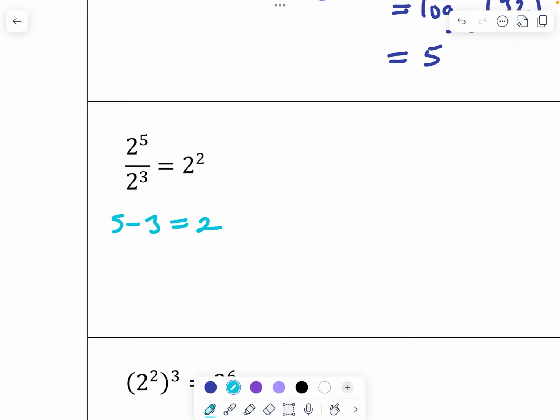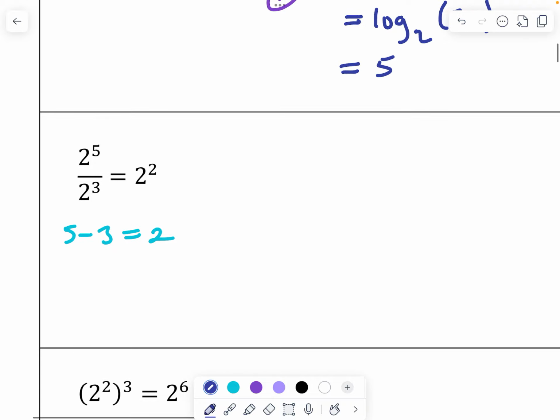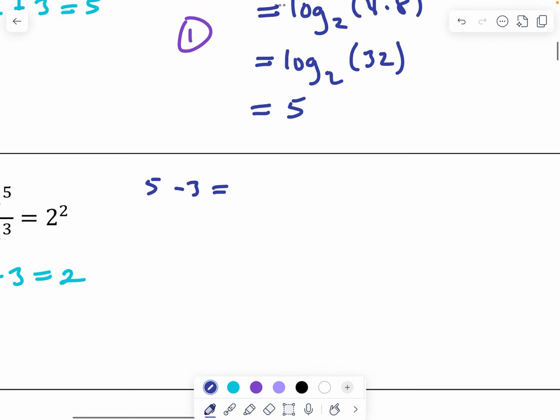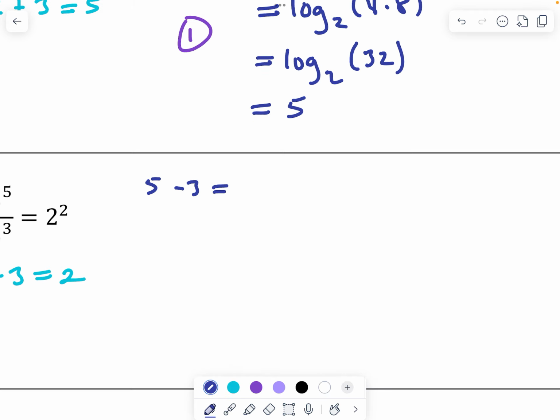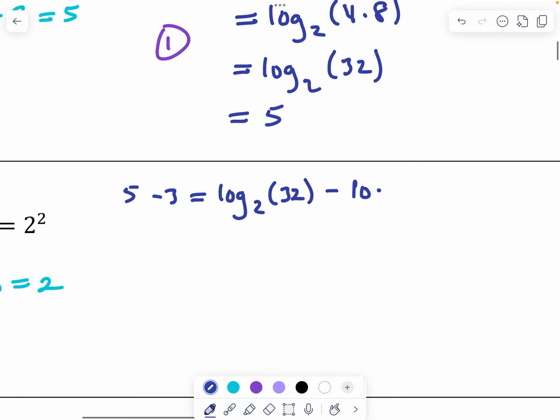2. So let's walk through this. Let's go the long way. Let's walk through the properties of logarithms. 5, well, we can steal that from the previous problem. 5 is log base 2 of 32. Log base 2 of 32 minus 3 is log base 2 of 8.